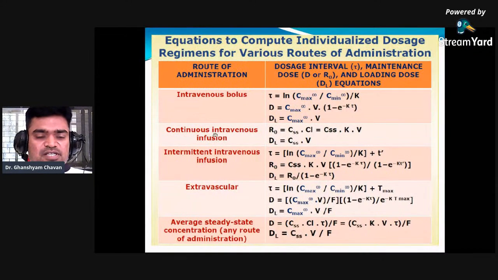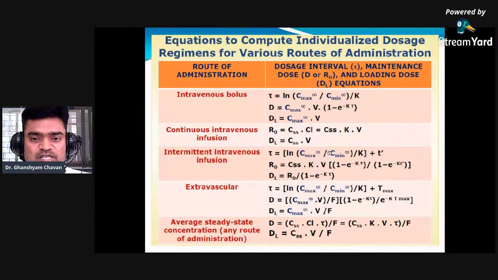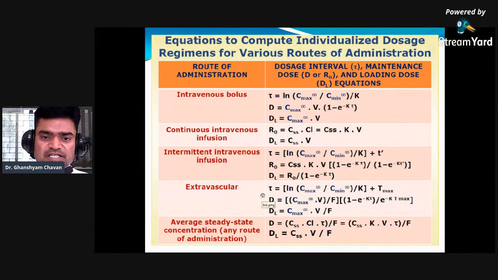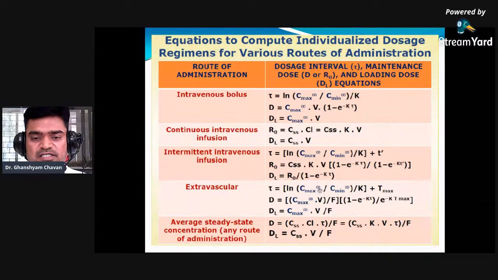Now, in continuous intravenous infusion, when you are giving it in normal saline or dextrose saline or another saline, R0 is equal to Css, the steady state concentration, into clearance, which is equal to Css into K into V. DL is equal to Css into V. Now for intermittent intravenous infusion, T is equal to ln(Cmax∞/Cmin∞) divided by K plus T. R0 is equal to Css into K into V, in bracket, (1 minus e raised to kT) divided by (1 minus e raised to minus kT), bracket complete, and DL is equal to R0 divided by (1 minus e raised to minus kT).